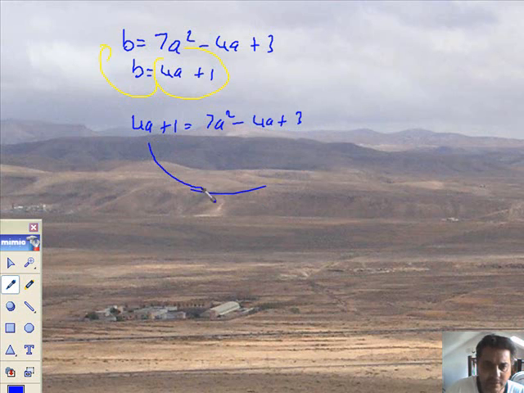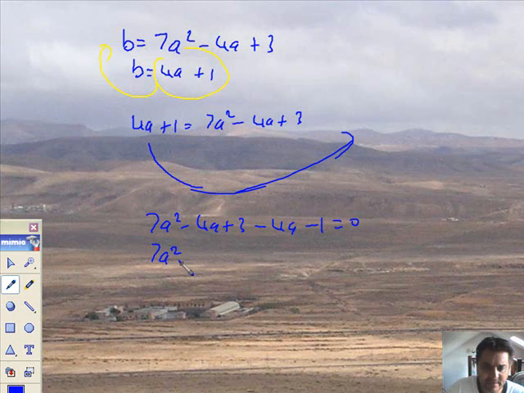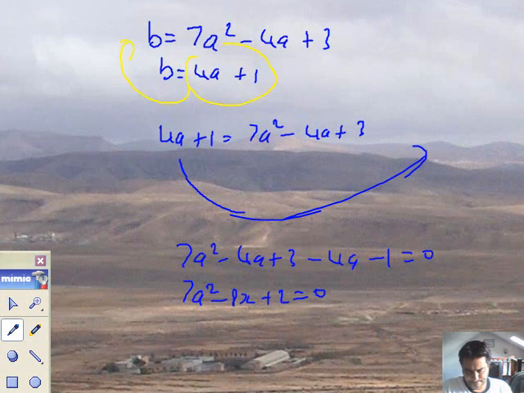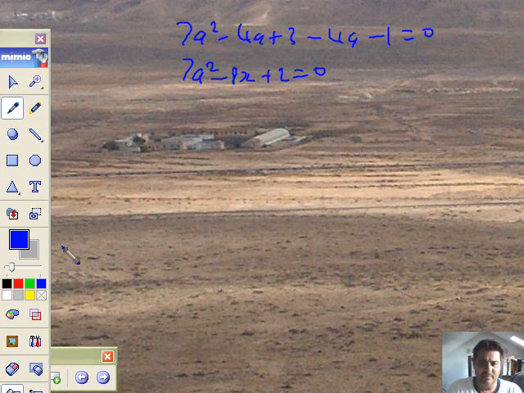Bringing everything over to this side, there's more involved on this side, so I've got 7a squared minus 4a plus 3, now minus the 4a again from the other side, and then minus the 1, that all comes to 0. I have got 7a squared minus 8a, 3 take away 1 is 2, so it's plus 2 equals 0. Do I dare to try and factorise that? I dare not. I can't see it happening, frankly.